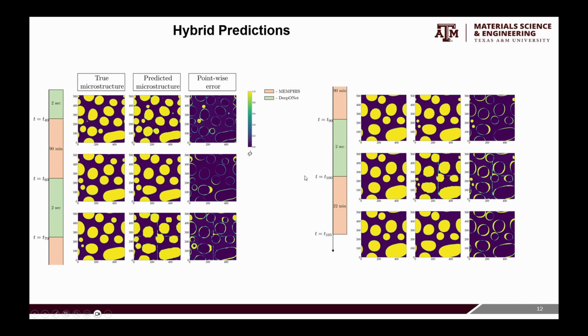And we can see here that there was a hybrid model that was used. Memphis is the phase field modeling proprietary software at Sandia. Sandia was a big proponent of this paper. And we have our true microstructure here on the left, the predicted microstructure, and the pointwise error.